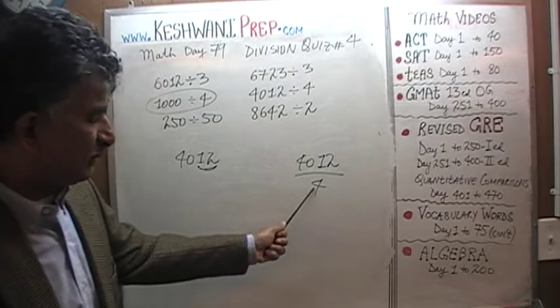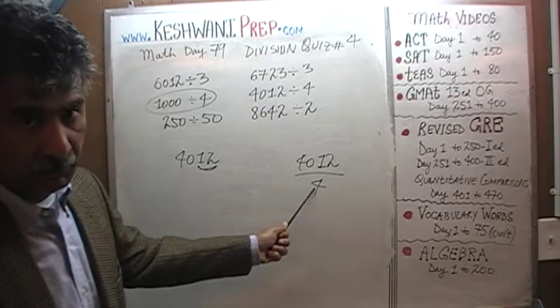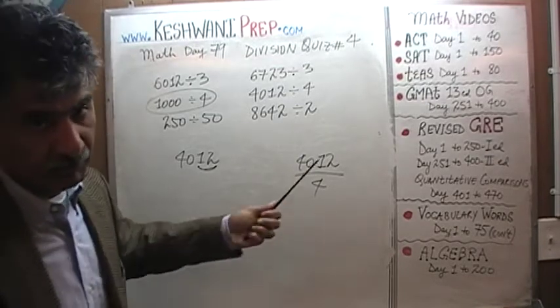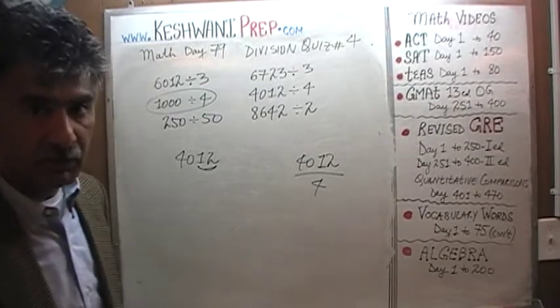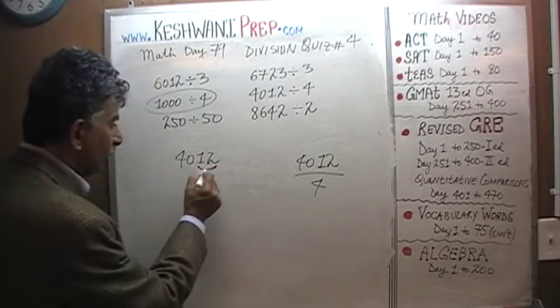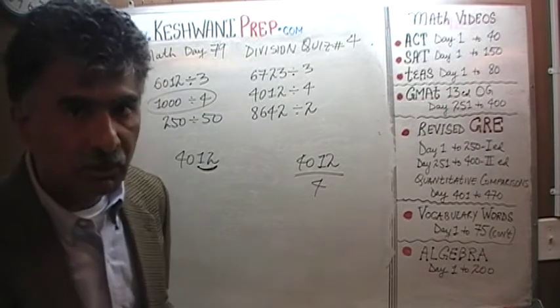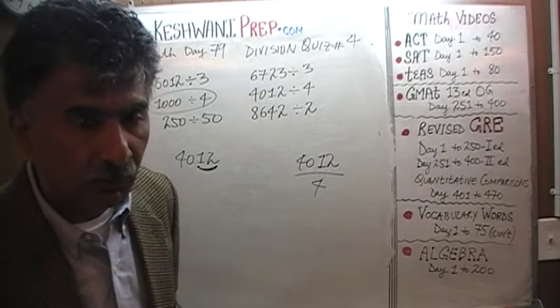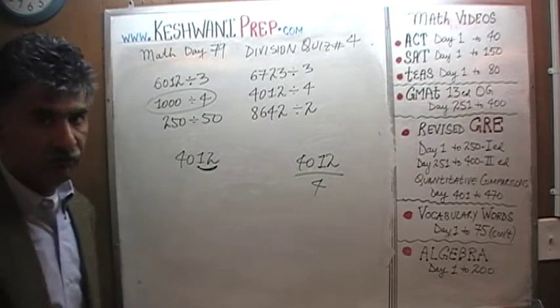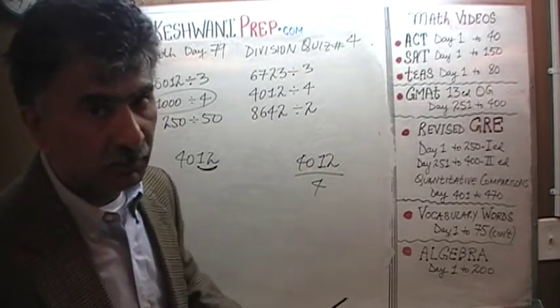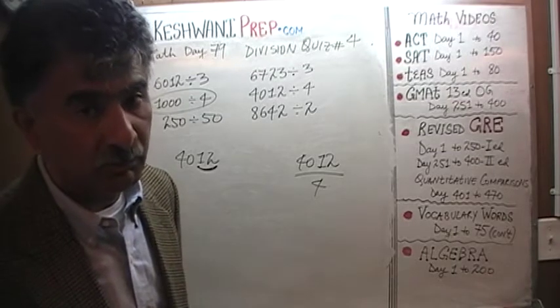If 1000 is divisible by 4, which it is, then any multiple of 1000 is going to be divisible by 4. So 4000 is divisible by 4, and any multiple of 100 is divisible by 4. The only thing that plays a role in determining whether a given number is divisible by 4 is the last two digits. The last two digits here are 12, and since 12 is divisible by 4, 4012 is evenly divisible by 4.